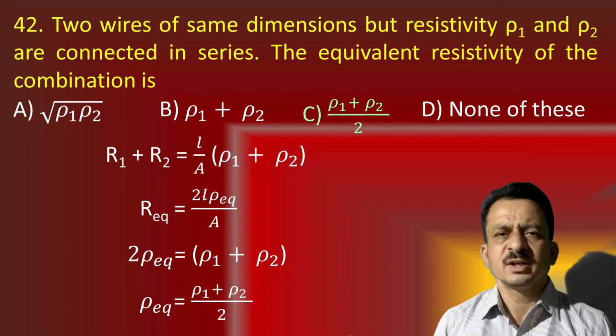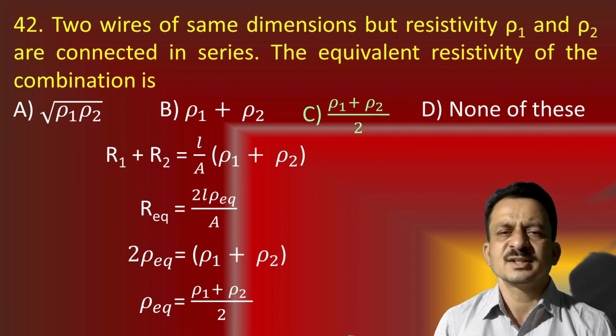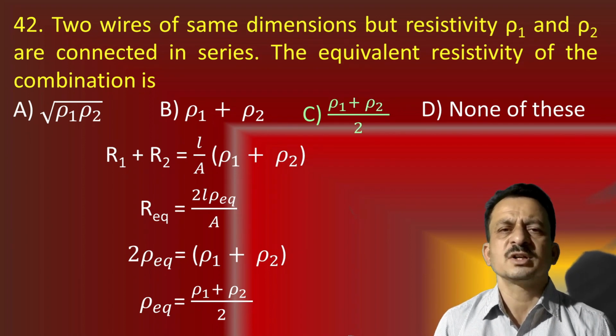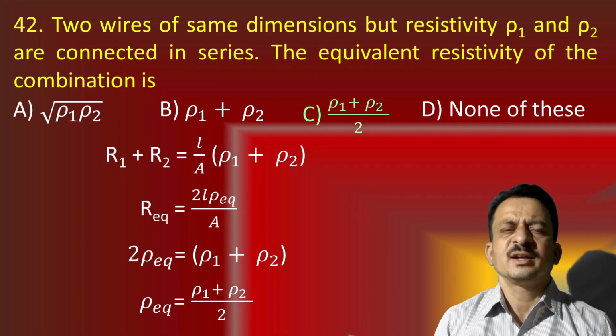Now this case is a little bit different with respect to resistors in series. When resistors are connected in series, the equivalent resistance is simply R1 plus R2. But in the case of resistivity, if the two resistors are connected in series, the effective resistivity is rho 1 plus rho 2 divided by 2. C is the right answer here.